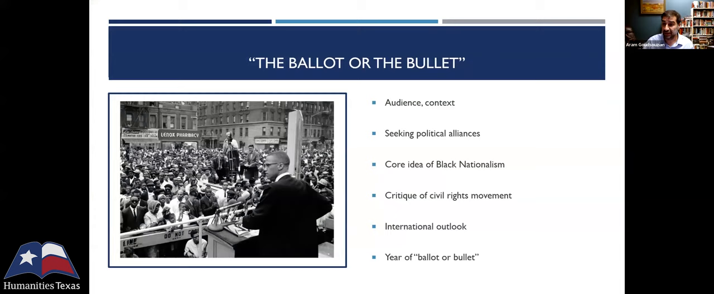And the other document that I suggested you read from Malcolm X was this 1964 speech, The Ballot or the Bullet. And this catches him in this ideological transition.